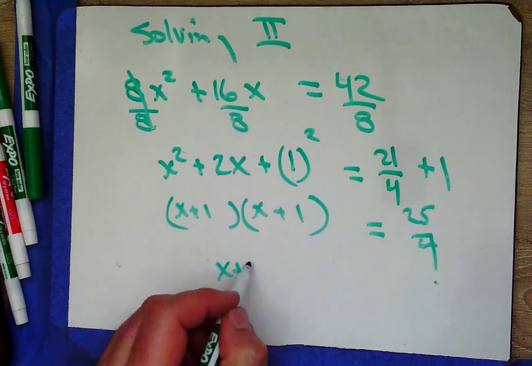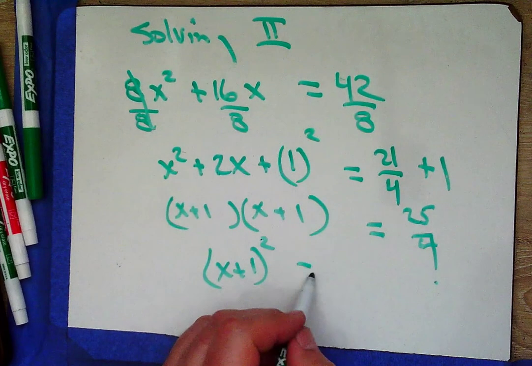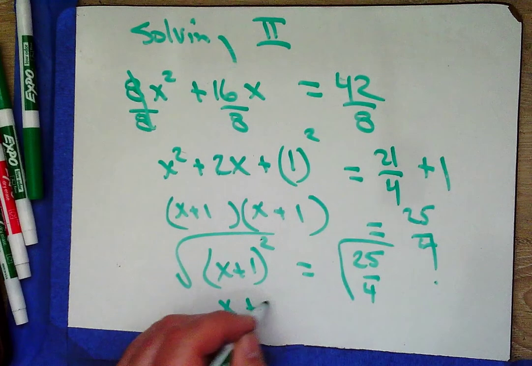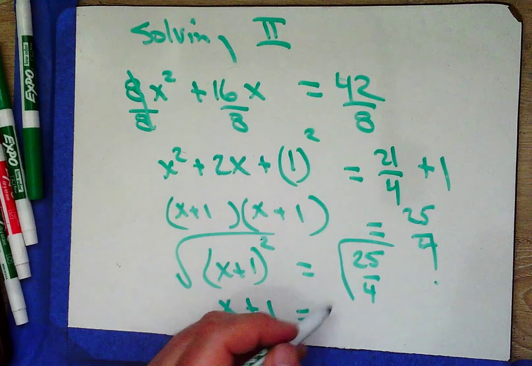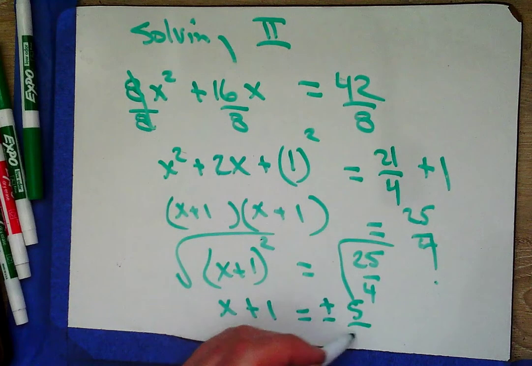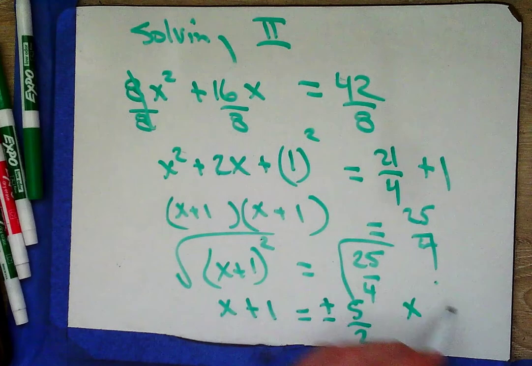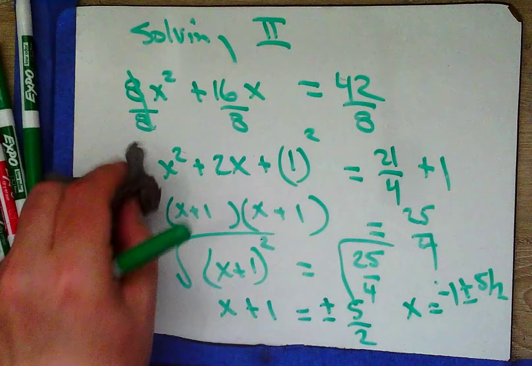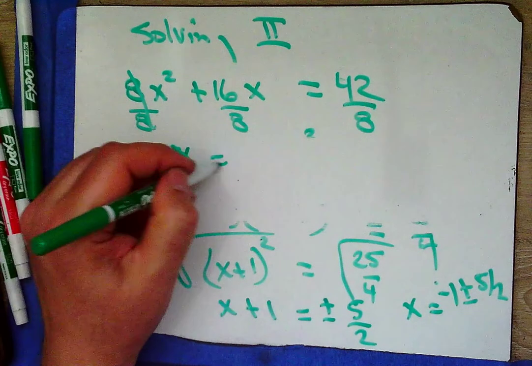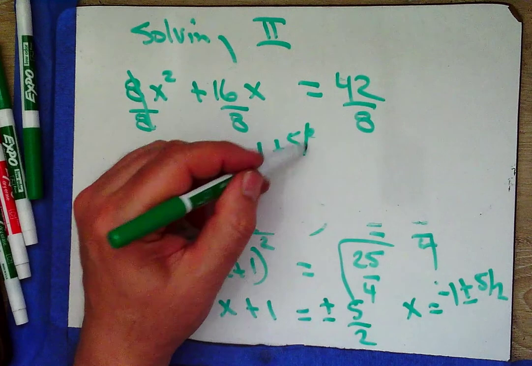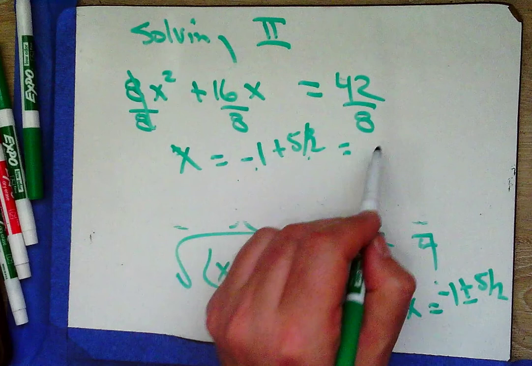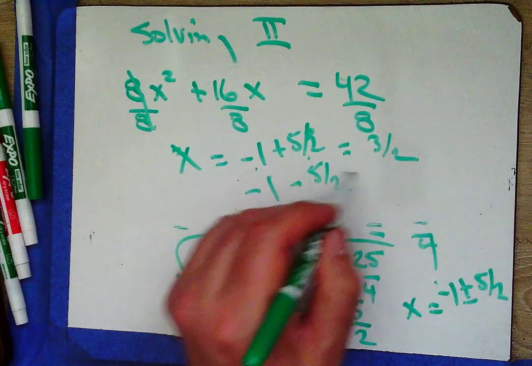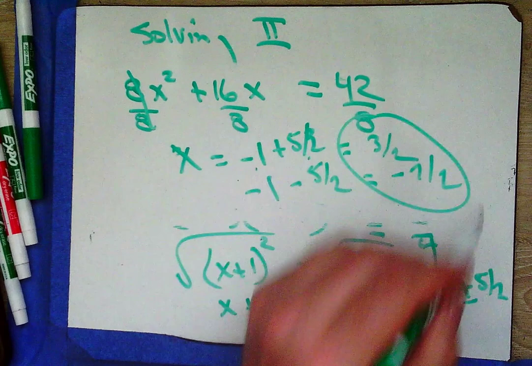This is the perfect square trinomial, x plus 1 squared equals 25/4. Now we can take the square root of both sides. Get x plus 1 equals what? Say it loud. That's right, plus and minus 5/2, which is going to give me x equals -1 plus or minus 5/2. Yes, I do expect you to take that a little further. x equals -1 plus 5/2. It's 2.5 minus 1, which is 1.5 or 3/2. And -1 minus 5/2 is going to be -7/2. I need to see both answers.